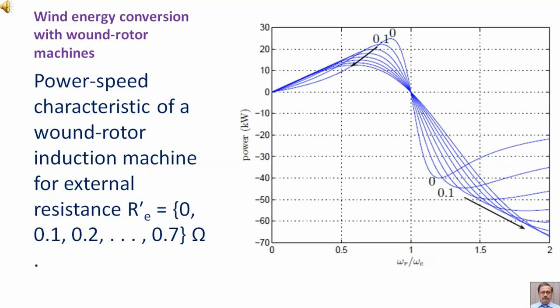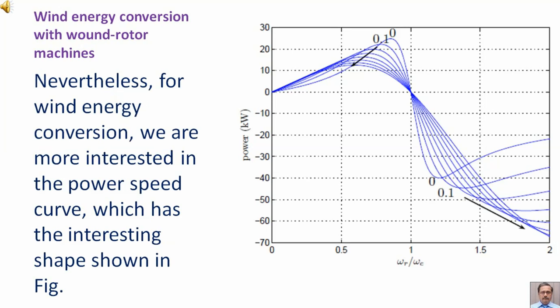Wind energy conversion with wound rotor machines. Power speed characteristic of a wound rotor induction machine for external resistance R'_E equal to 0, 0.1, 0.2 up to 0.7 ohm, etc. Nevertheless, for wind energy conversion, we are more interested in the power speed curve, which has the interesting shape shown in the figure.